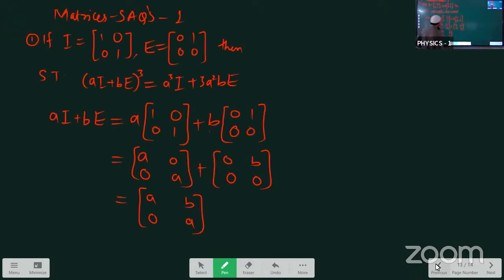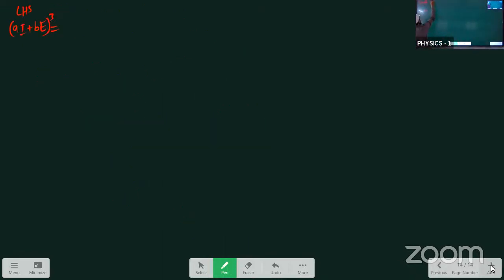So take LHS. What is LHS? AI plus B into E whole cube. So what is AI plus BE whole cube? This is nothing but, AI plus BE is how much we got? A B 0 A now. So multiply thrice this matrix. A B 0 A, A B 0 A. So multiply this 3 times. A B 0 A into A B 0 A into A B 0 A.